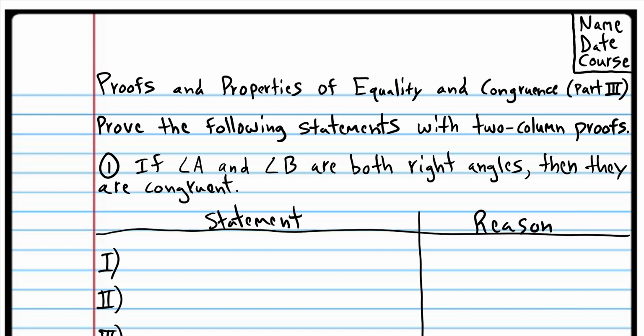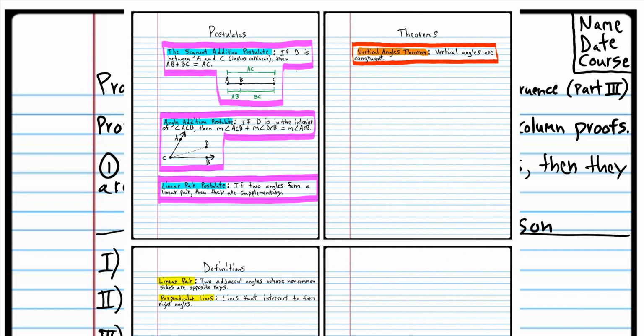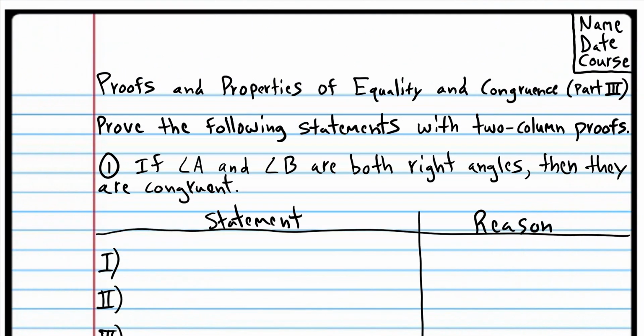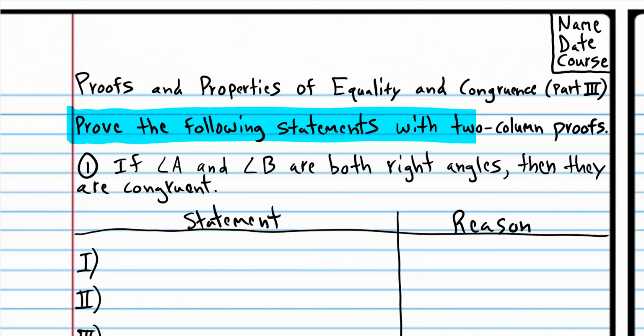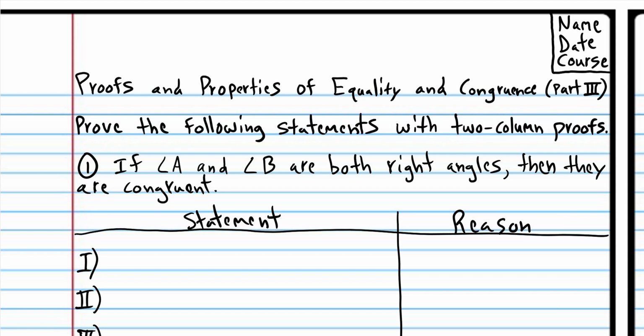But before we go forward, I'm going to show you a screenshot of all the postulates and theorems that we have learned so far, just so you can keep that in your files in case you do forget one of those postulates or theorems that we may need to use. So that said, let's get started. Again, we're just proving statements. So we're going to prove the following statements with two-column proofs.